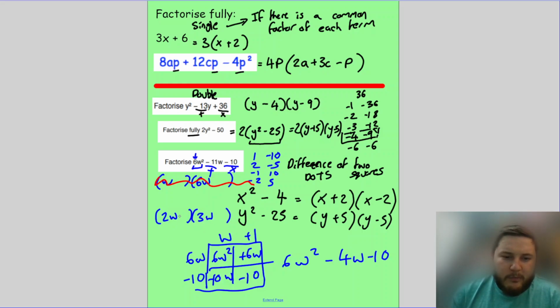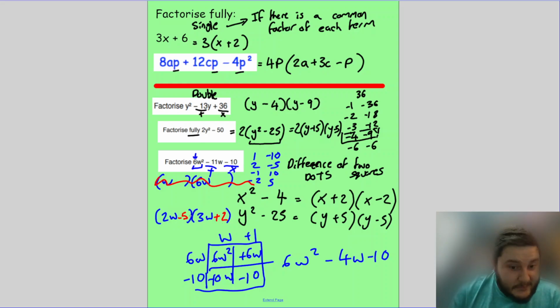Well, if I put a 1 here and a negative 10 here, I'm going to get negative 20w plus 3w when I expand them, which is a negative 17w. Again, that's not going to be really that close. Well, what happens if I put negative 5 here and a plus 2 here?